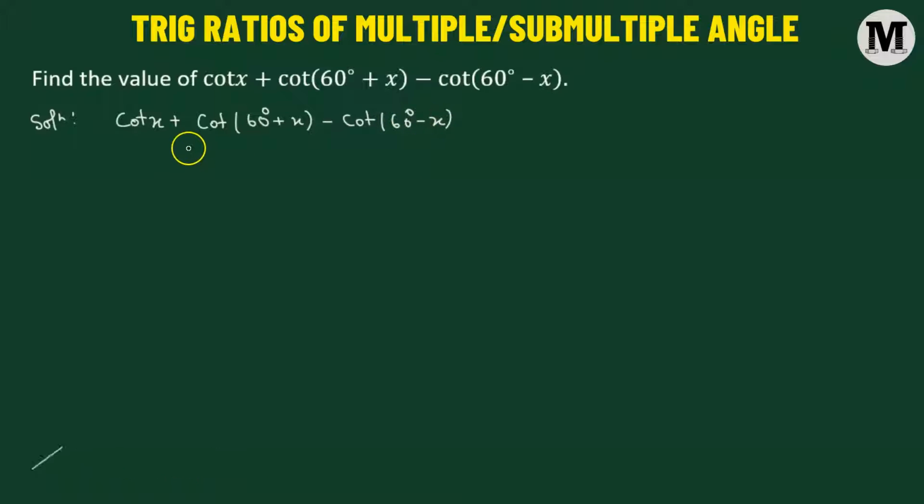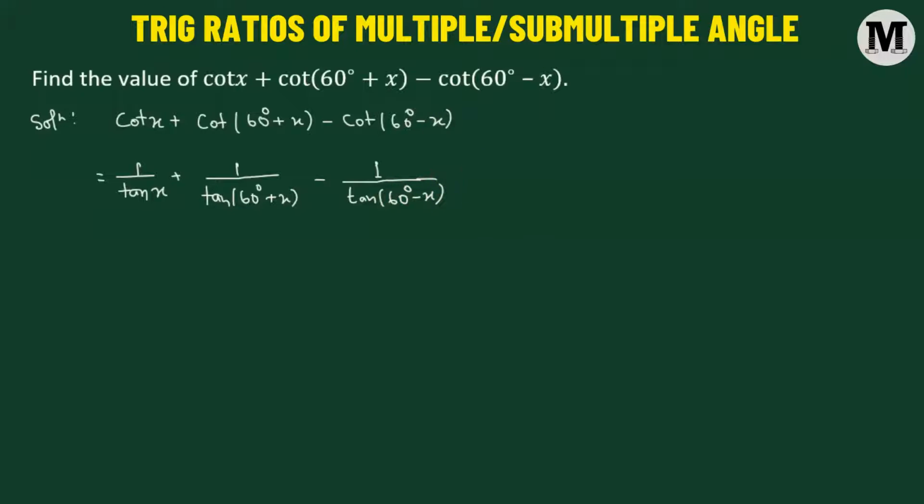Now what we'll do, we'll convert each of the cotangent functions to its reciprocal. That means we'll write it in its tangent form. We know that the cotangent of x will be simply 1 over tangent of x. Then the second term, cotangent of 60 degree plus x, will become 1 over tangent of 60 degree plus x. And the third term, cotangent of 60 degree minus x, will become 1 over tangent of 60 degree minus x. Fine.